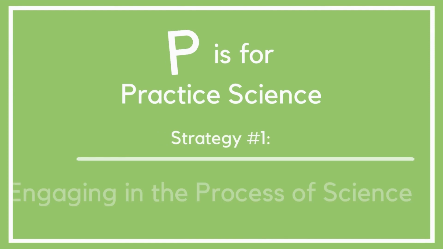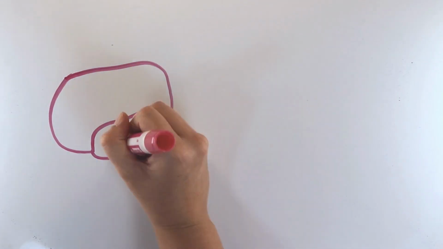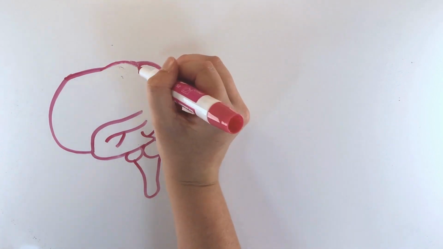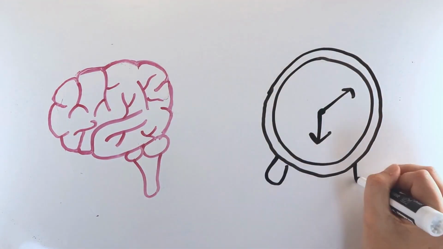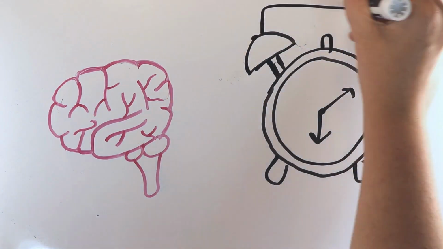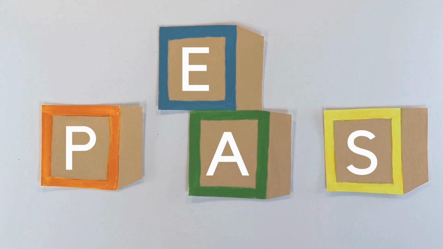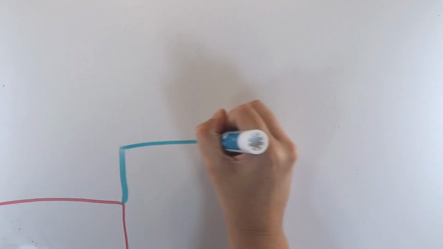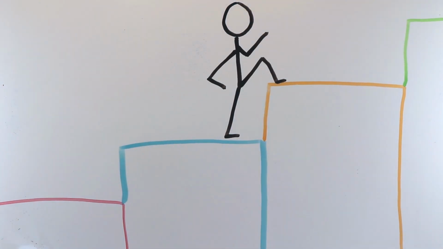In this video, we're going to talk more about the practice science strategy engaging in the process of science. Learning about science should happen over time. This is the process of science. When thinking of science experiences, focus on creating a series of activities that builds learning versus one-and-done activities. Think of the process of science as a strategy for planning high-quality science experiences.